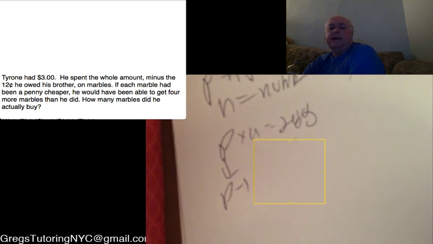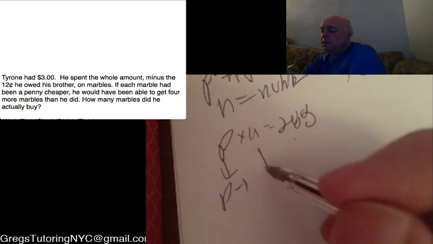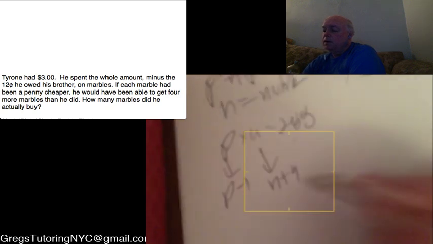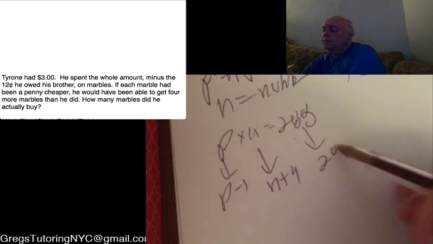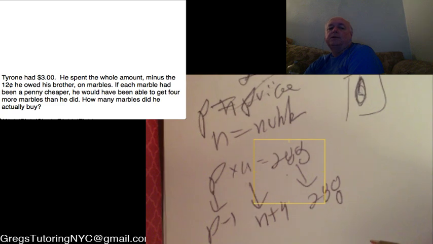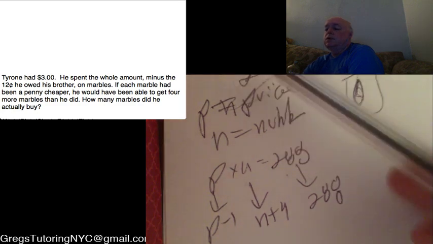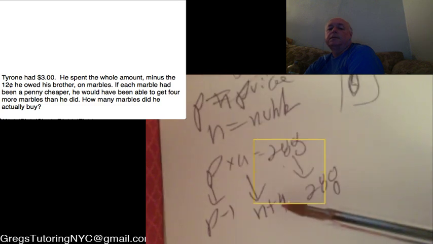If it was a penny less, he would have been able to get 4 more marbles. So this is n plus 4. And the price still would have been the same. That's what it's talking about. He spent the whole amount on his marbles. Nothing talks about a remainder. This is what you have to do and infer and interpret when you're reading the word problems.